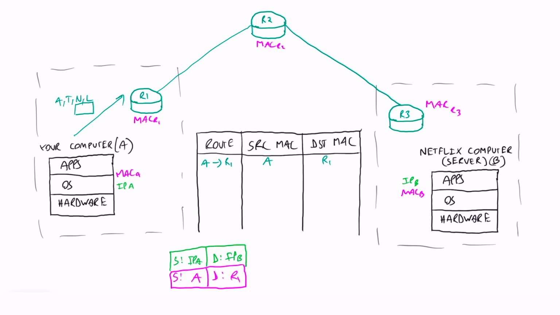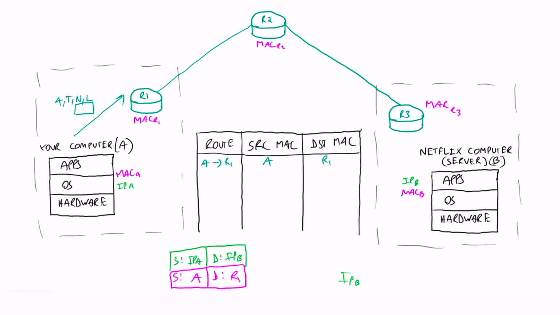So R1 is going to say, okay, so we need to get to IP B. And then it's going to go, to get there, we need to, of course, go to R2. So the router will know what next router it needs to go to in order to get to the destination. And then R1 is going to now change the link layer data.